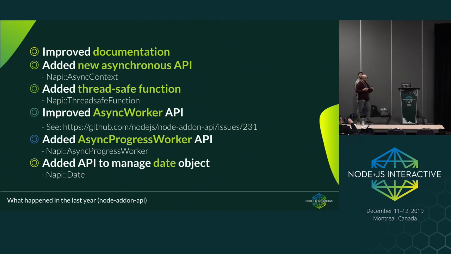And then we added a new async worker called the async progress worker that internally is implemented using the thread-safe function and helps you to report on the main thread the progress that happened in an external thread. And then we added a wrapper for the data object.